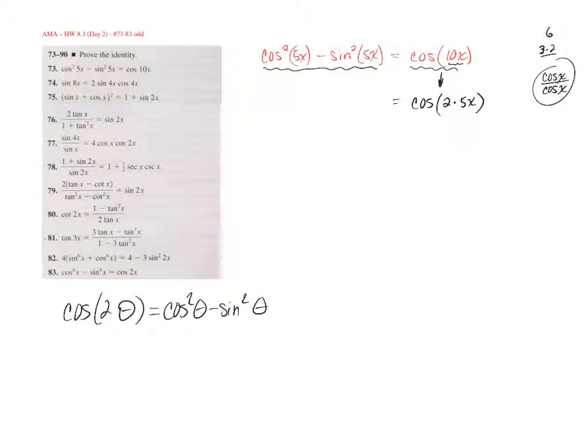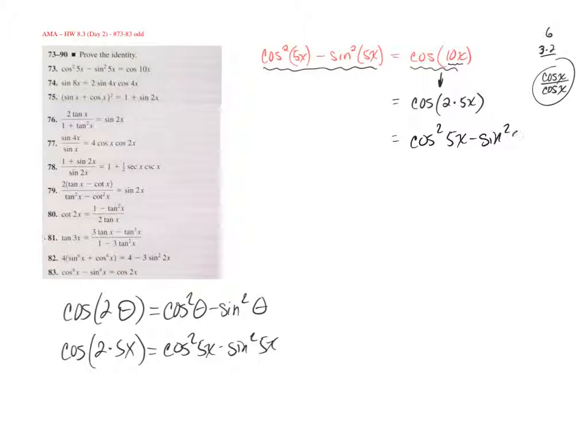So in this case, if I just think of this as the cosine of 2 times 5x, that's the same as the cosine squared of 5x minus the sine squared of 5x. So I can go write that and say, oh, this is the cosine squared of 5x minus the sine squared of 5x. And then I look over to the left side, and that's exactly what I have there. And I say, okay, well, I've just proved your identity.